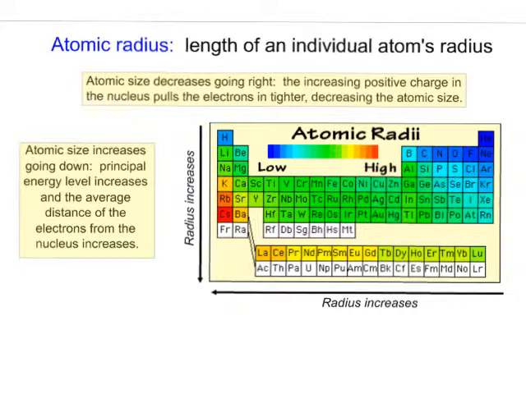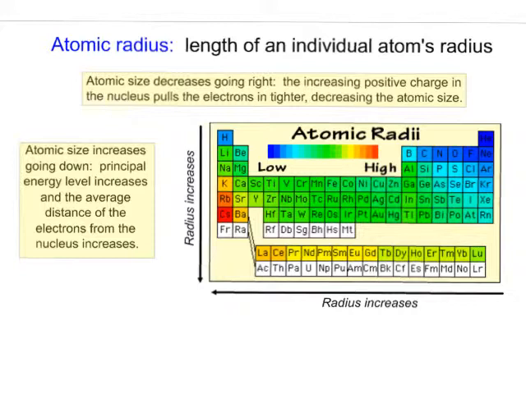Now we have atomic radii. The atomic radius is, of course, the length of an individual atom's radius. So it's not that surprising that this is highly related as well to the ionization energy. We have here down at this end of the periodic table the largest atoms, and up here we have the smallest. The trend usually goes like that.